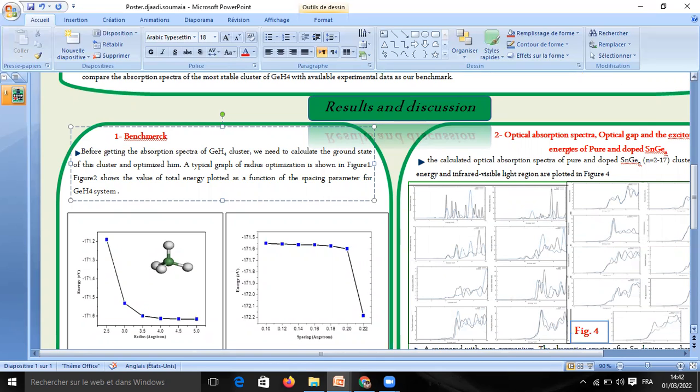Results and discussion. One, benchmark. Figures 1 and 2 show the radius and spacing graphs. We can see that the ideal values of spacing and radius are 0.20 angstrom and 3.5 angstrom respectively.